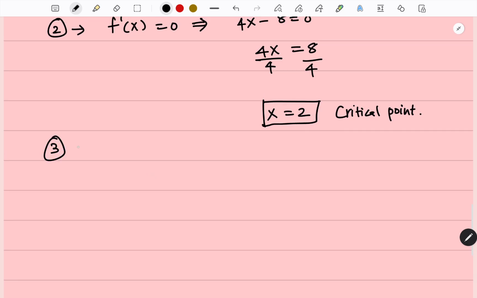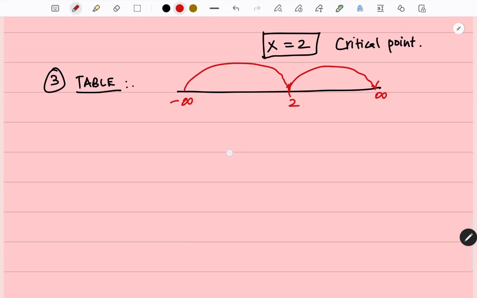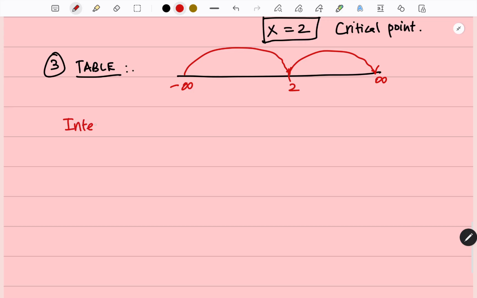And step number 3, you are going to create a table. So for creating the table, just draw one line, okay? Just mark the point 2, and here is minus infinity and plus infinity. You're going to check here and you're going to check here. That's it. So first I'm going to write interval in the table. Then I'm going to write the test point here. Then you're going to find f dash of x here, right?